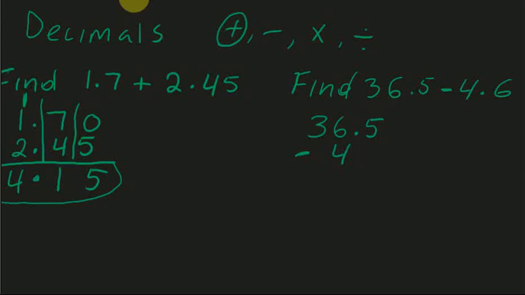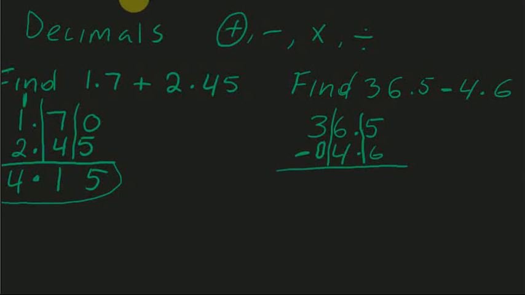Now we see an empty place. We have to put a place value for 0, and we have to also line up, so that way we don't get lost, our decimal point.